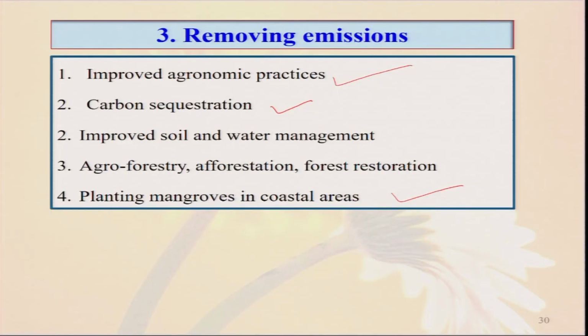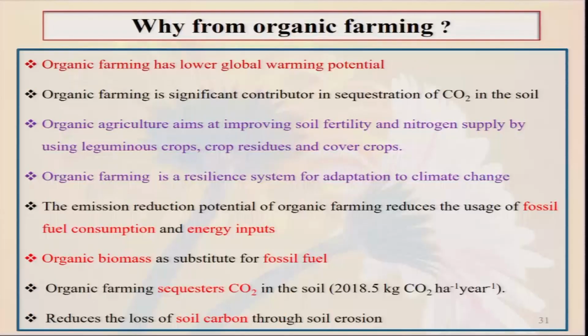That only we call carbon sequestration. Otherwise, if we apply some crop residue, the majority of it goes back as carbon dioxide after decomposition. That is not carbon sequestration. So we also have to do agroforestry and plant mangroves in the coastal areas. These are some processes for removing the emission.